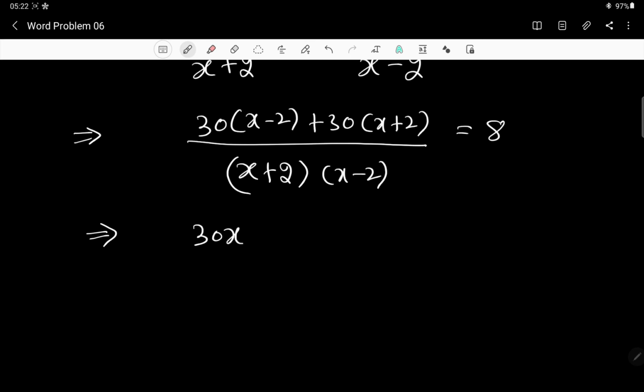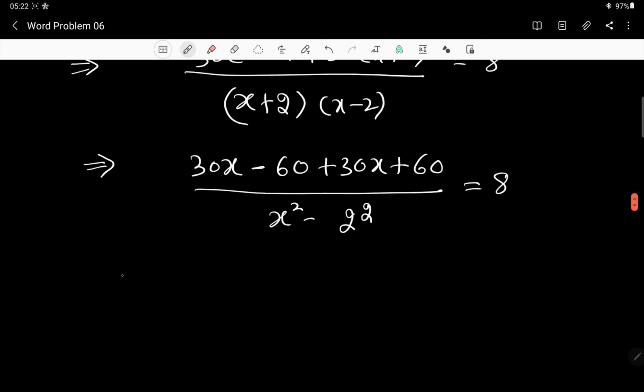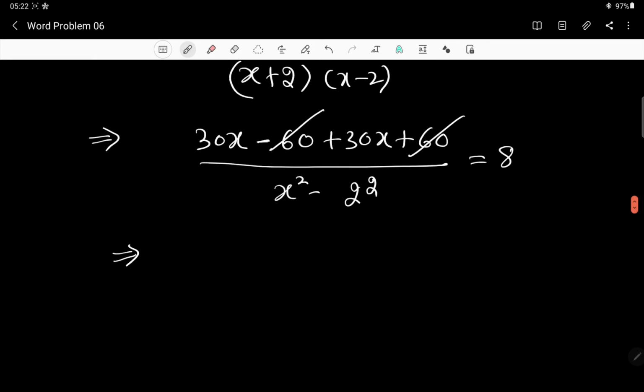30 into x is 30x, 30 into minus 2 is minus 60, 30 into x is 30x, 30 into 2 is 60, and (a plus b) into (a minus b) is a square minus b square, and that is equal to 8. Correct? Then afterwards minus 60 plus 60 get cancelled. 30x plus 30x is 60x, then divided by x square minus 4, and that is equal to 8.